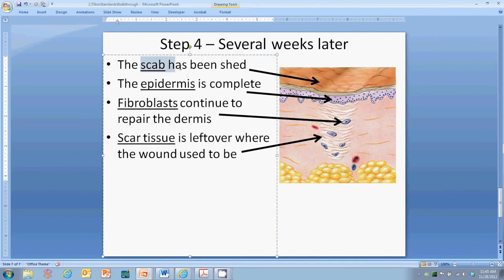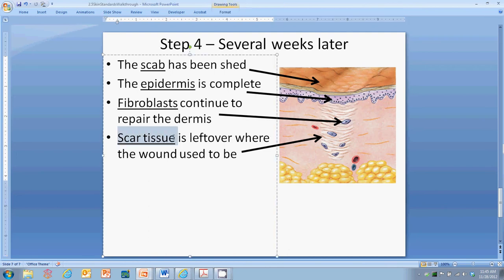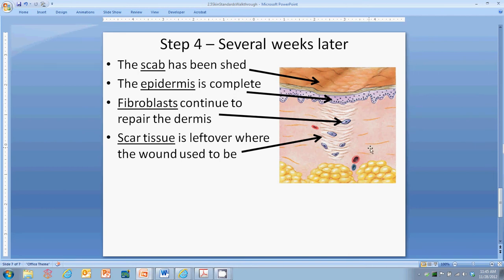So, shed the scab. So don't draw the scab, but draw this little dip. Draw the whole epidermis, complete right there. Draw fibroblasts, still making more collagen, repairing the dermis. And you can label it as scar tissue. So label the scar tissue, which is all this white right here, which doesn't look the same as this normal pink dermis.